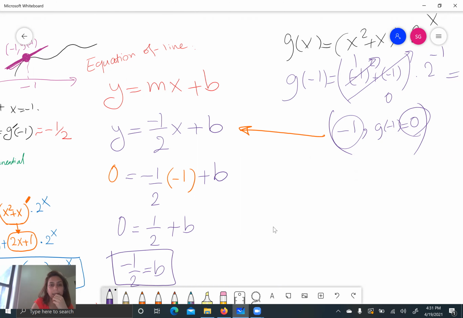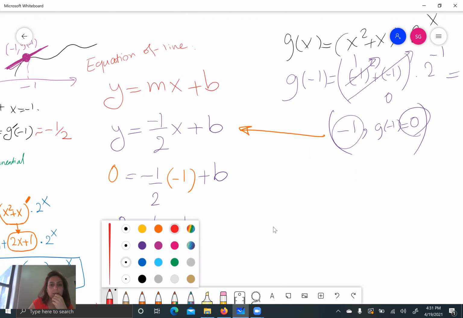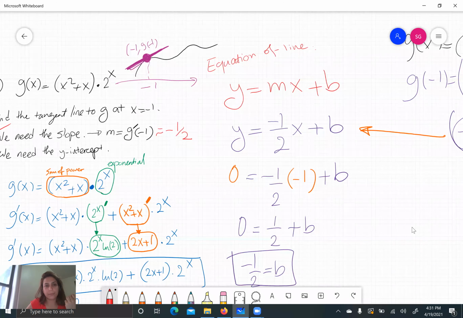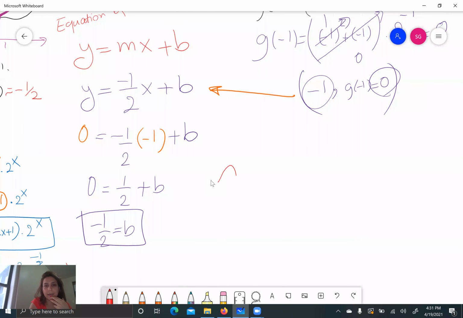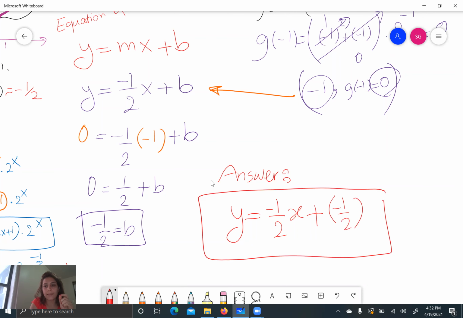So the answer is, the question is fine. So, big picture, we also found the y-intercept. So now we can write the answer. The answer, which is the equation of the tangent line, is y equals, what was the slope? Negative half times x plus the y-intercept, which is also negative half. That's the answer.